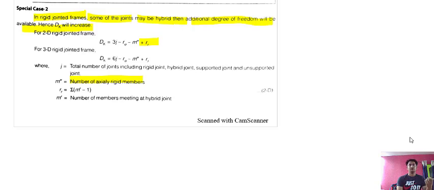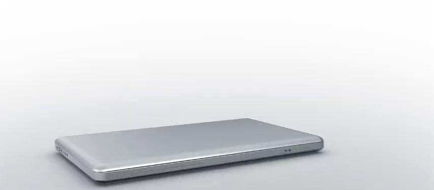So that is how you calculate it for beams, frames and trusses. In the next lecture we will bring numericals based on the calculation of the degree of static indeterminacy and the degree of kinematic indeterminacy. That is all about the first unit. So for now, thank you very much.